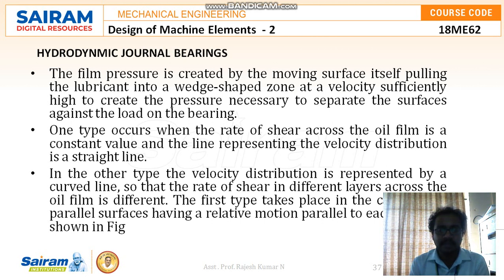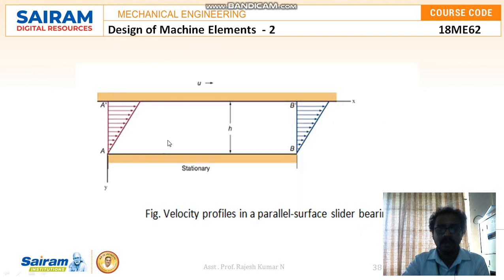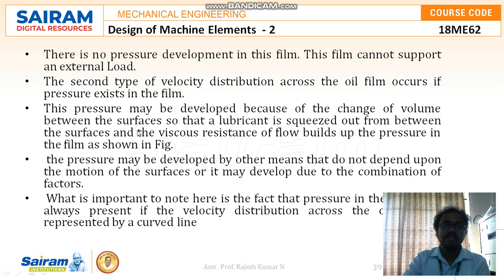The first type takes place in the case of two parallel surfaces having a relative motion parallel to each other, as shown in the figure. We can see in this sketch how the surfaces move parallel to each other, with the velocity profiles in a parallel surface slider bearing. In the stationary part, the lubricant thickness is small h, for two cross sections A dash and B dash. So there is no pressure development in this film. So this film cannot support an external load.